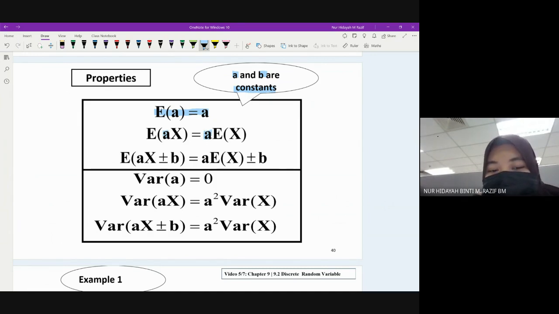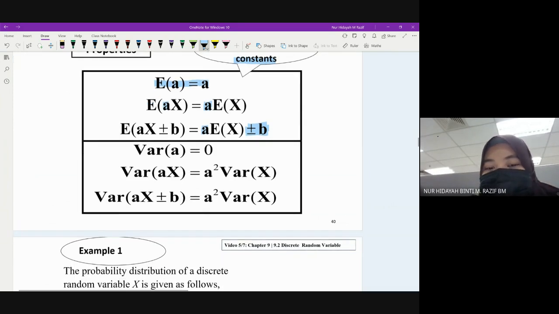Sama juga sekiranya dalam tu kita ada AX plus minus B, then dia akan jadi expected value of AX plus minus B will be equal to A times expected value of X and then plus minus nilai constant B. Okay, so what about variance?